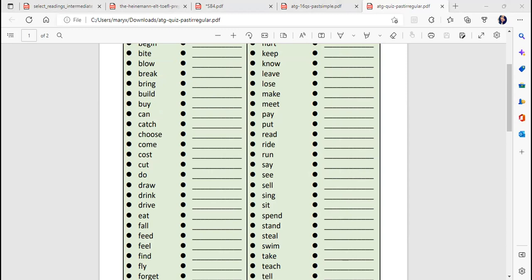Let's see. Why did you like the vegetable? Ooh, because vegetables are delicious. Vegetables are the best thing in the world.